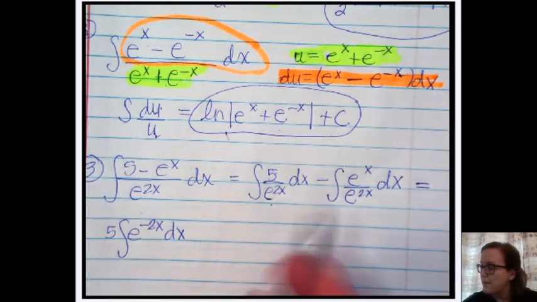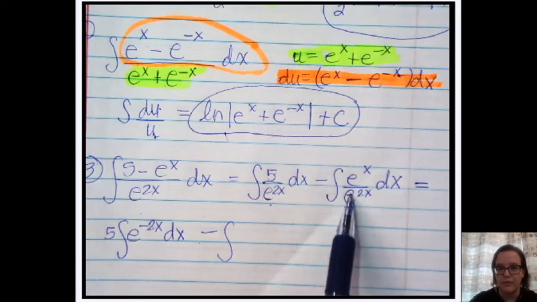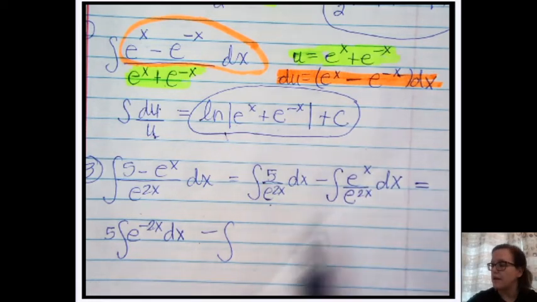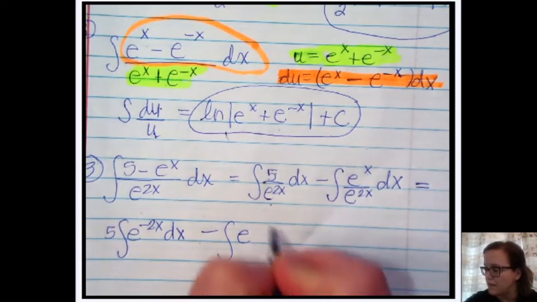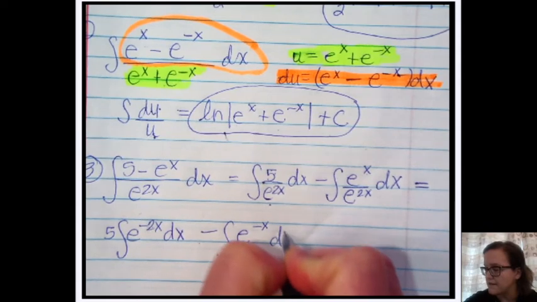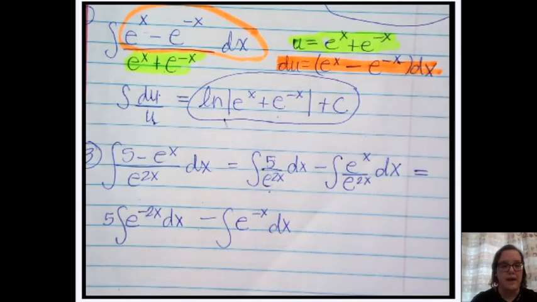Minus. Now here I have bases that are the same, so what do we do with our exponents when the bases are the same? We subtract them. And so we have x minus 2x. So this actually just becomes e to the negative x dx. So in actuality, this isn't that bad now.